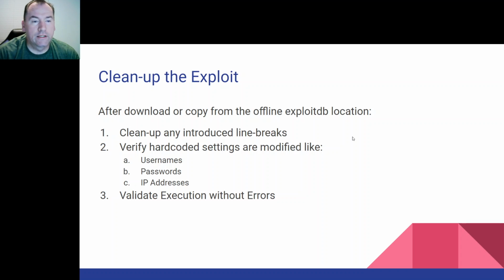When you download an exploit from ExploitDB, you may not be able to just automatically execute it. If you look at the exploit, you may find that it introduces line breaks, because of how it is stored by ExploitDB, so you need to go through and clean it up. Other things to be conscious of: sometimes the authors of those exploits will leave in hard-coded usernames, passwords, or IP addresses. You need to go through and remove those. I haven't found something malicious yet on ExploitDB, but you are trusting somebody else's code, so make sure you review it and understand what that code is doing, and then validate the execution does not have any errors.